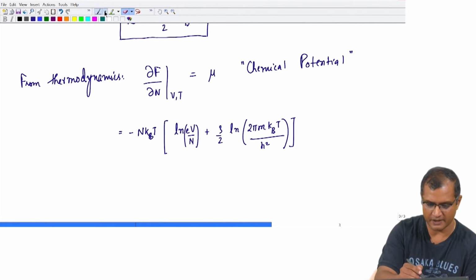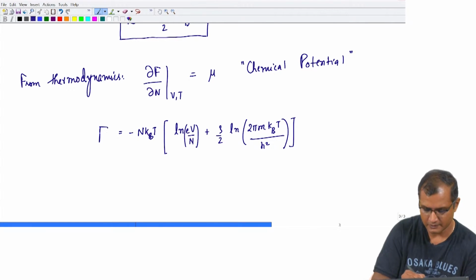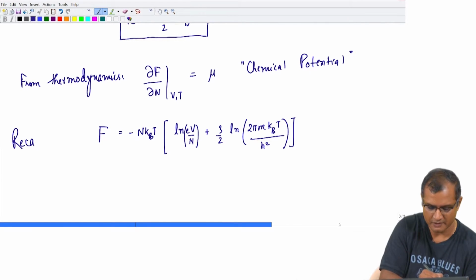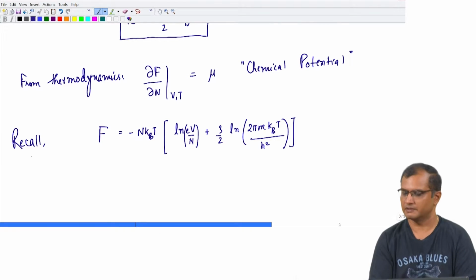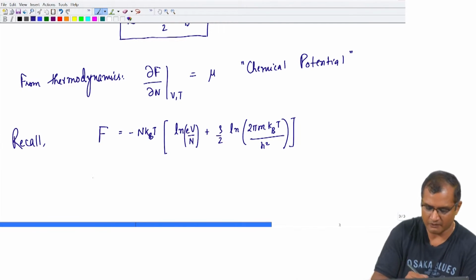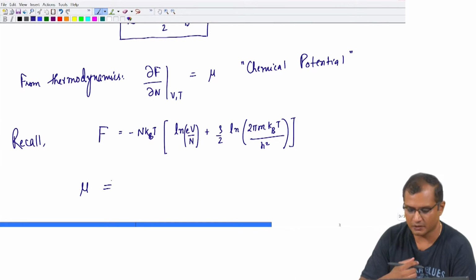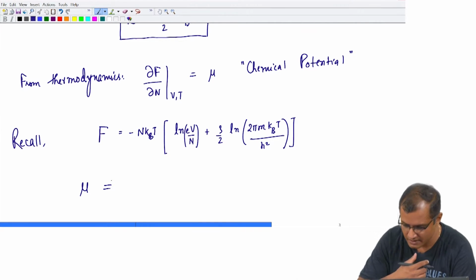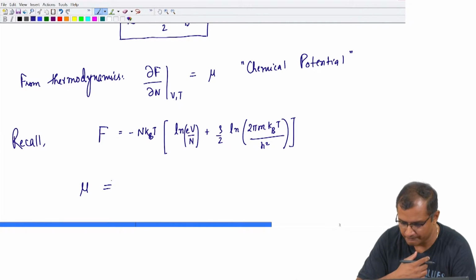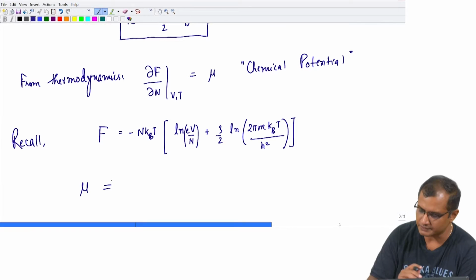So this is my free energy expression. You recall that your free energy is basically this expression. From here, if I want to compute the chemical potential, I have to take the derivative with respect to n at constant V and T. Let us do that first.